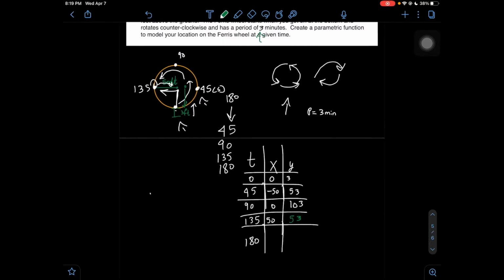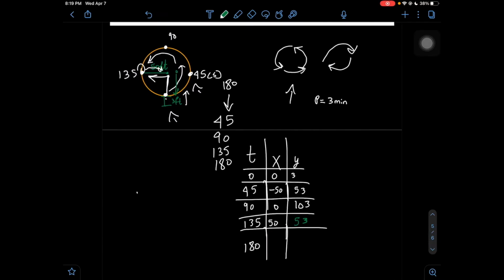Finally, we're going to do our t value of 180. Well, if you remember from the clock question, the first and last coordinate points for a circle should be equivalent, and they are the same in this case. They're going to be equivalent, which is 0 and 3, because we know 180 is going to be right here. So we didn't move any x, we didn't move any y, except the raised part, which is 3 feet.